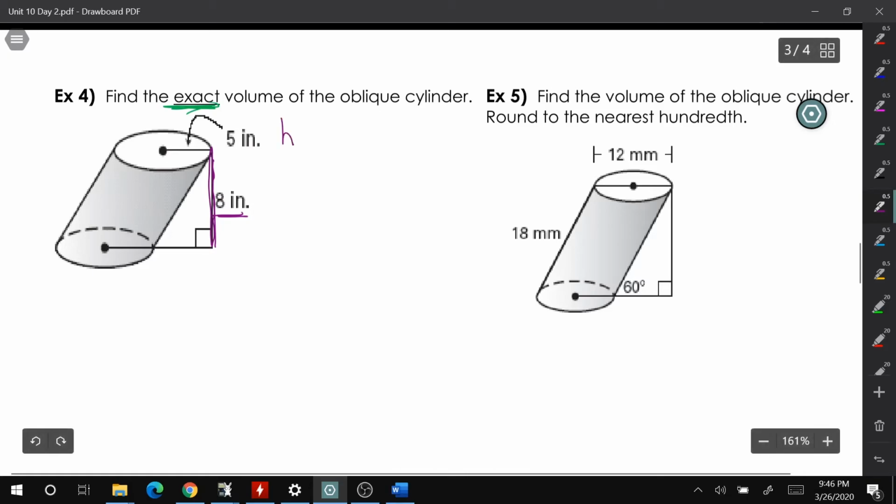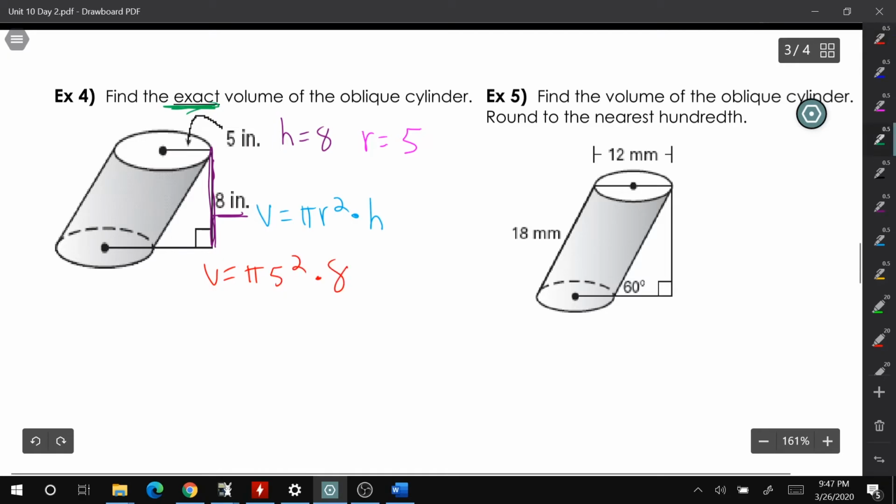So our height is 8 and our radius is 5. So the volume equals pi r squared times the height. So we can plug that in. Volume equals pi times 5 squared times 8.